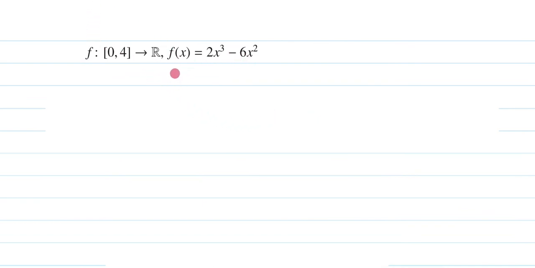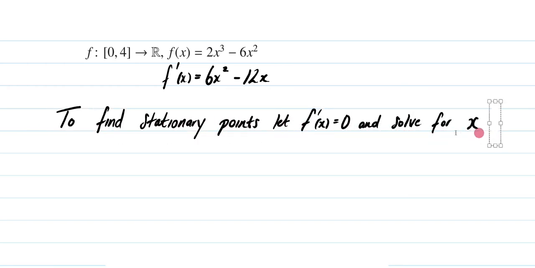What I'm going to do is differentiate it, which means I'm going to get, let's get a thinner pen. f dash x is going to be equal to 6x squared minus 12x. So that's going to be the derivative. Now I need to find what my stationary points are going to be. How do I find the stationary points? Well, to find the stationary points, let f dash x equal 0 and solve for x. So that's knowing that my gradient is equal to 0. So the derivative is equal to 0 and I'm solving for x.